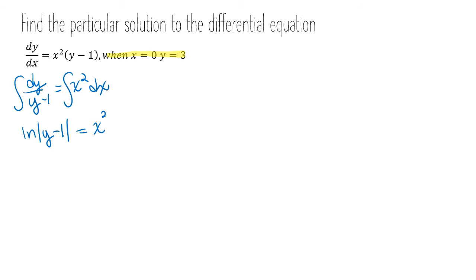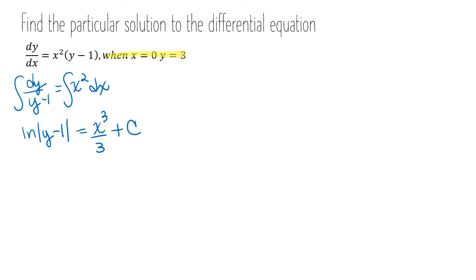Going to get everything with y on one side, everything with x on the other. So we can divide both sides by y minus 1, and we can multiply both sides by dx. And then we're going to integrate. Integral of dy over y minus 1 is going to be ln of y minus 1. Integral of x squared is x cubed over 3.